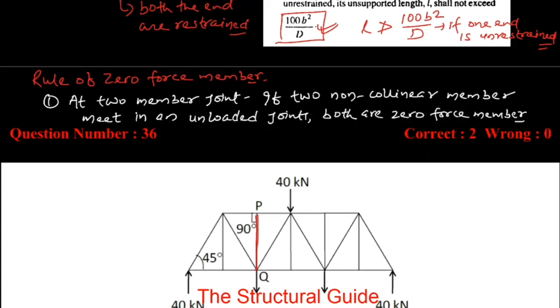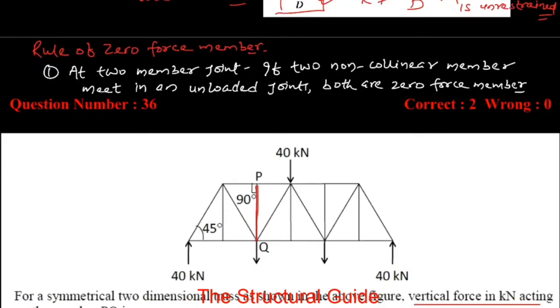If two non-collinear members meet in an unloaded joint, both are zero force members. Look at this example. Suppose this is a joint. Here two members are meeting and there is no external load at this joint. So the force in this member is 0, and the force in this member is 0. This is the rule of zero force member.